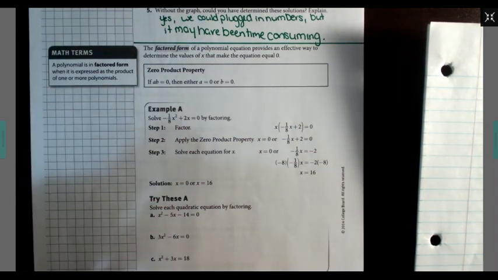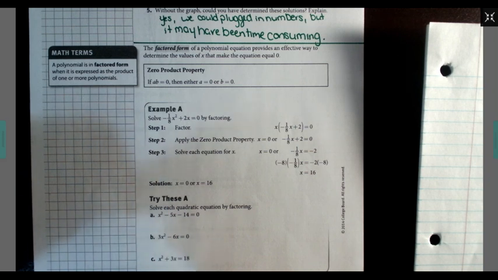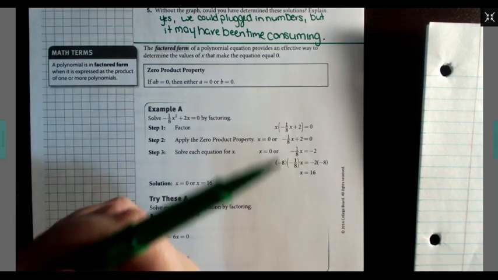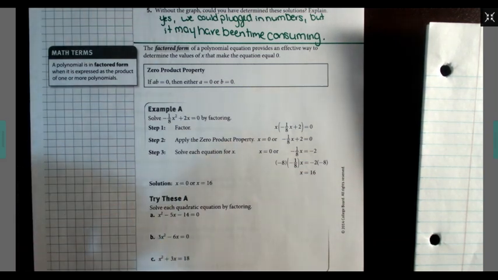Introduction. The factored form of a polynomial equation provides an effective way to determine the values of x that make the equation equal 0. A polynomial is in factored form when it is expressed as the product of one or more polynomials. Zero product property: if A times B equals 0, then either A equals 0 or B equals 0.